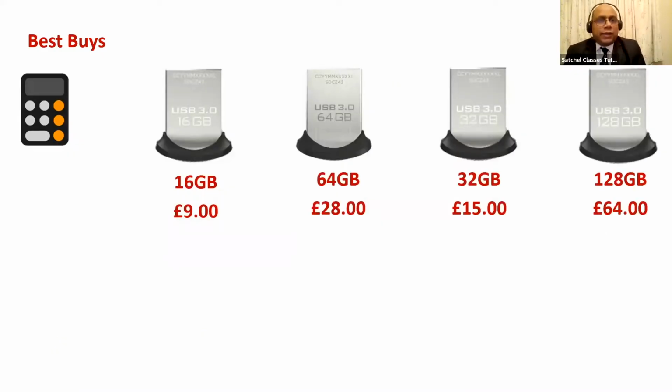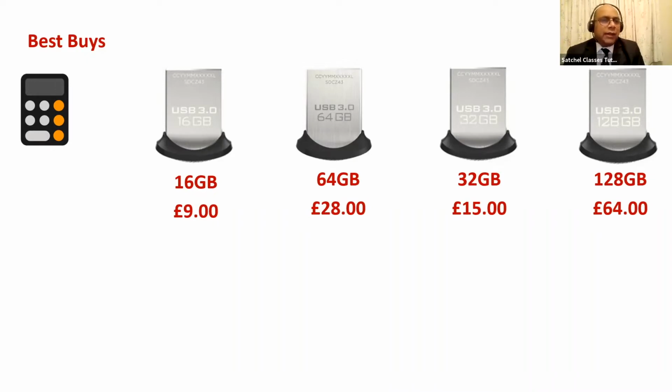Yeah, here are some USB drives, the 4 different USB drives. We have been given the data that each one of them can hold and the price. Okay. First one, 16 GB, you pay £9. Second can hold 64 GB, you pay £28. Third one, 32 GB, you pay £15. And the fourth one, 128 GB, and you pay £64. Which one do you think is a better deal?